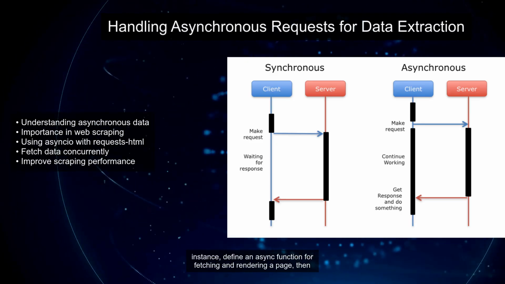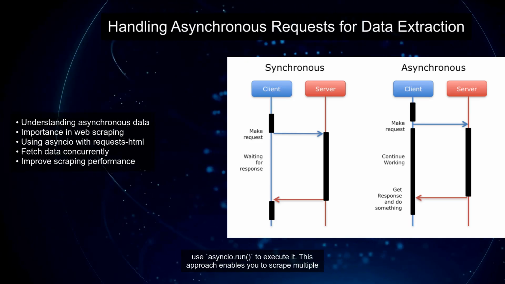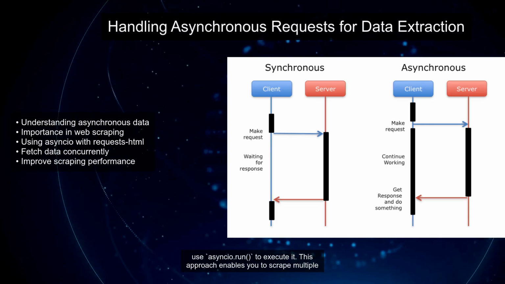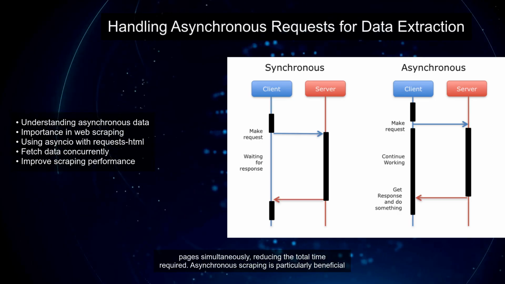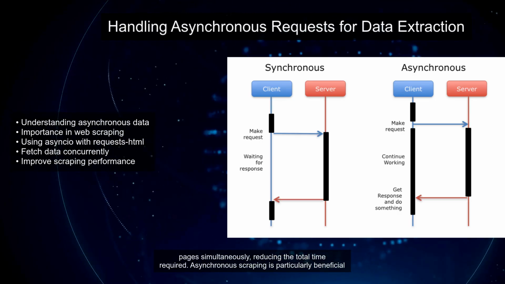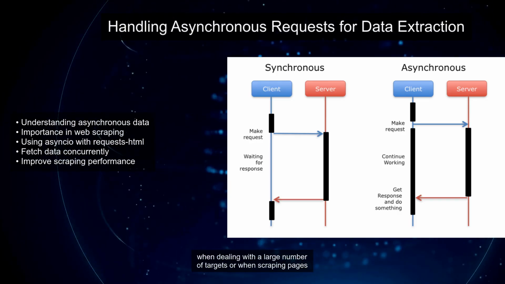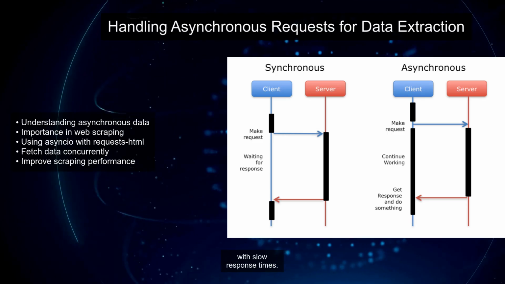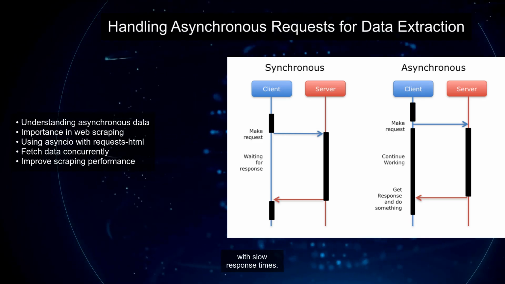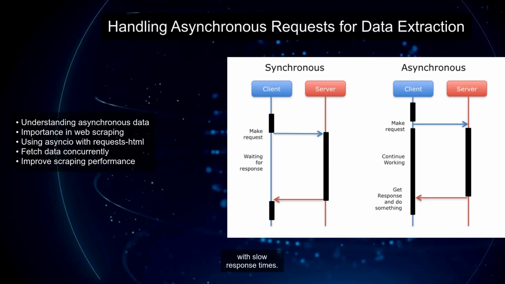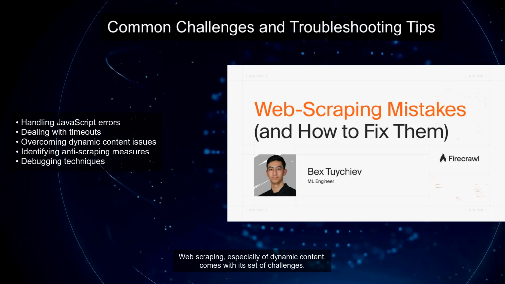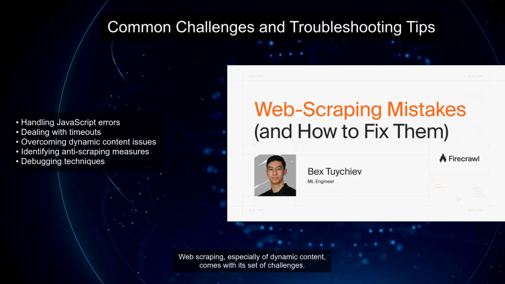For instance, define an async function for fetching and rendering a page, then use asyncio.run to execute it. This approach enables you to scrape multiple pages simultaneously, reducing the total time required. Asynchronous scraping is particularly beneficial when dealing with a large number of targets or when scraping pages with slow response times.